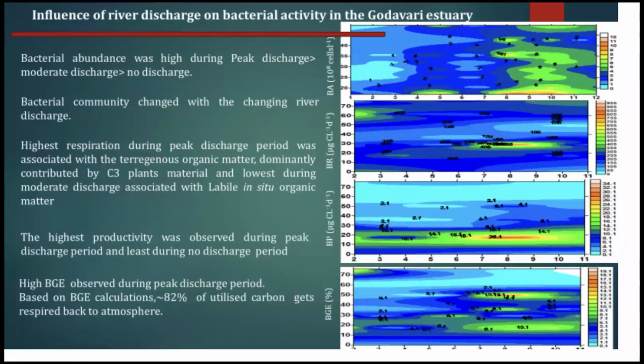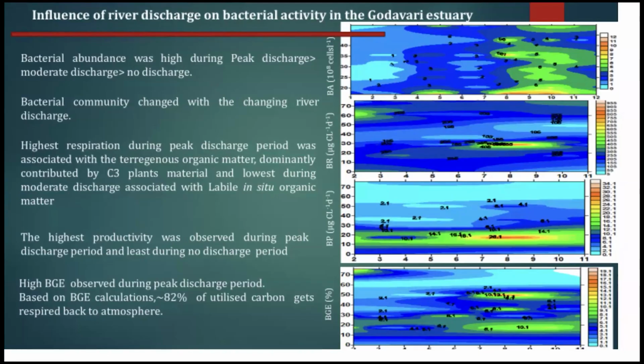Coming to bacterial activities, which actually coincided with the organic matter data, the respiration rates were highest during the peak discharge time. Though it was terrigenous matter, it may be because the bacterial community also varied, and during the peak discharge time, they were more Firmicutes, like land-derived.